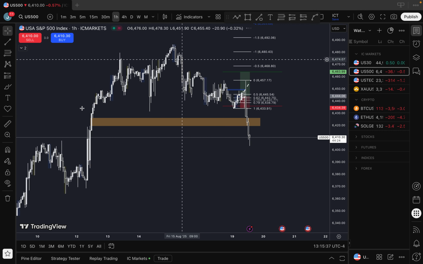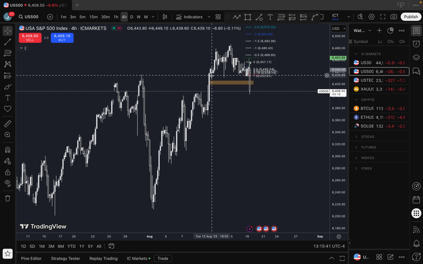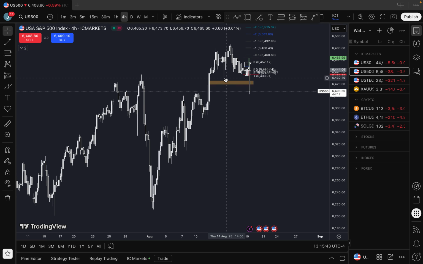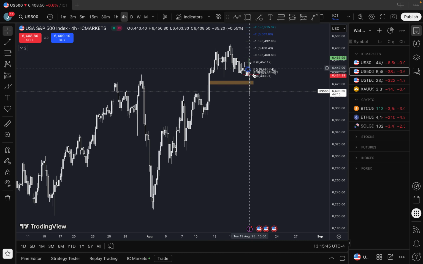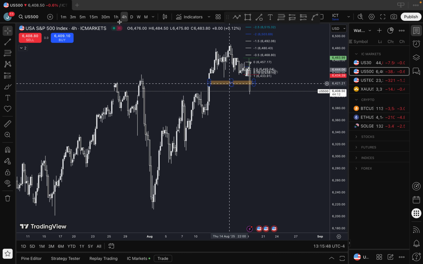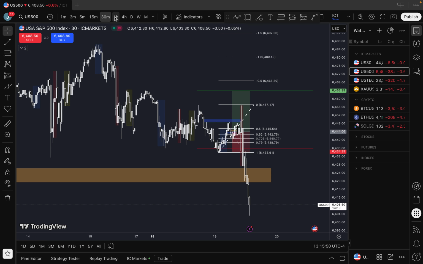So what do we have? We got this 1 hour fair value gap. I think that's also a 4 hour imbalance. Yeah, you can see. So the initial thought was, right, we tapped it once, come up, and so on. But yeah, I think the higher time frame was definitely a bit more bearish. As you can see, price has now come down.